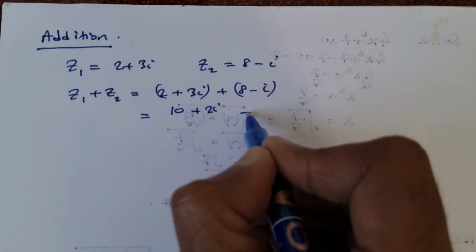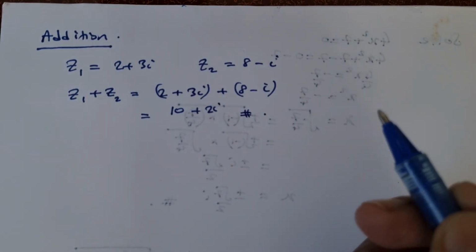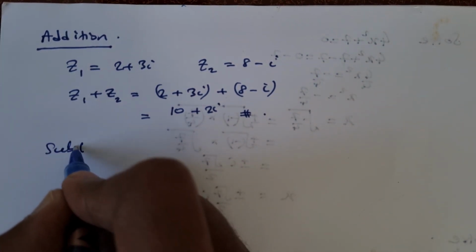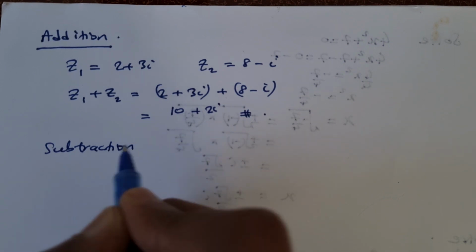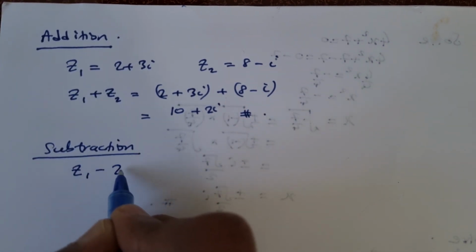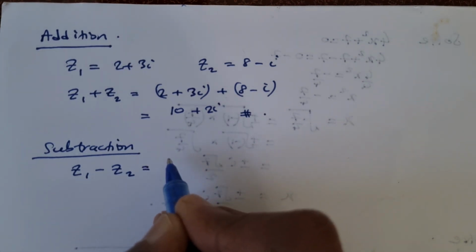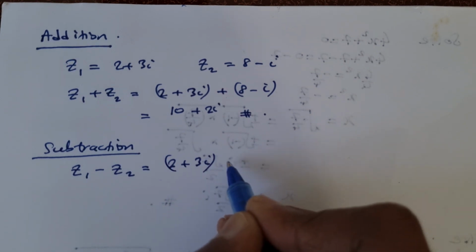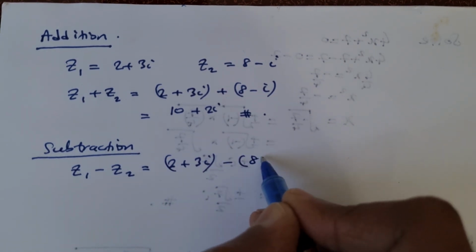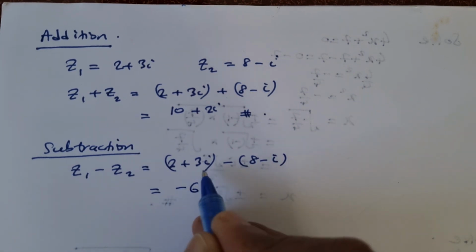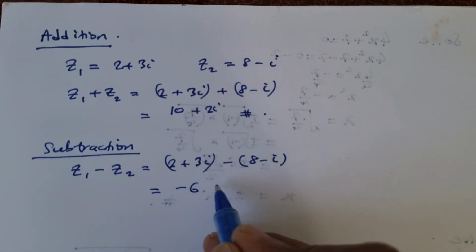So that's my answer. And if I were to subtract, I can use subtraction wherever it's required. So I can say z1 minus z2 over here. That's basically the same procedure, except now we're going into the minus instead of plus. So we've got 2 minus 8, which is negative 6, and then 3i minus i is plus 2i, so that's plus 4i.